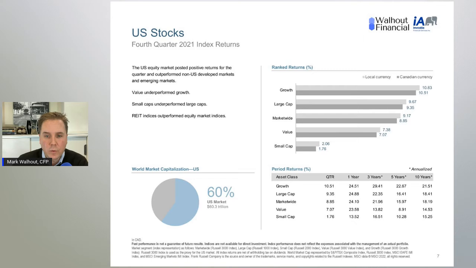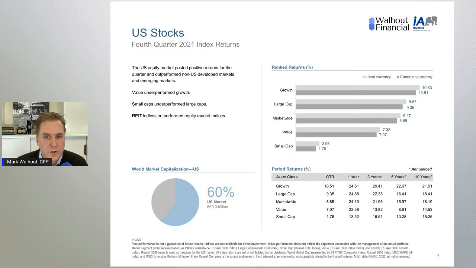In Q4 of 2021, value underperformed growth, and small cap underperformed large cap. The other element you'll see in this chart is that it shows returns in Canadian as well as the local currency. The light gray chart shows the returns in US dollars, and the dark gray line shows the returns in Canadian dollars. The Canadian dollar has strengthened a little bit against the US dollar over the past few months, which is why it looks like returns are slightly lower in Canadian terms.